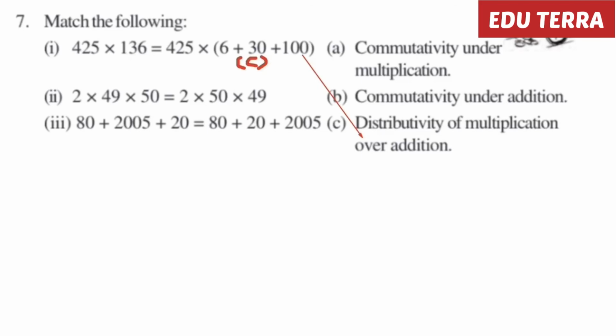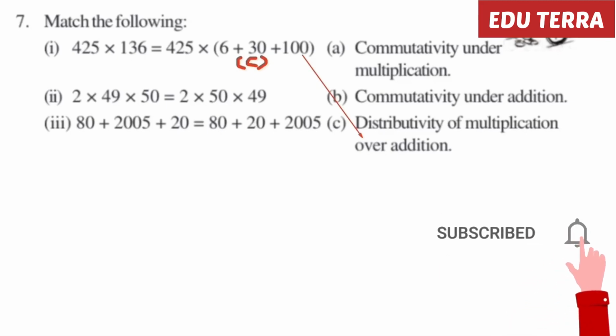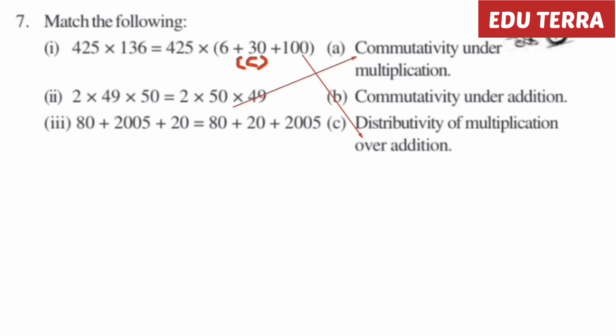Now second, 2 into 49 into 50. Just it is changing the order, means commutativity under multiplication, because all are in multiplication. So second is A. Okay, second is A. Now only one is remaining, so the remaining third is B. Commutativity under addition.